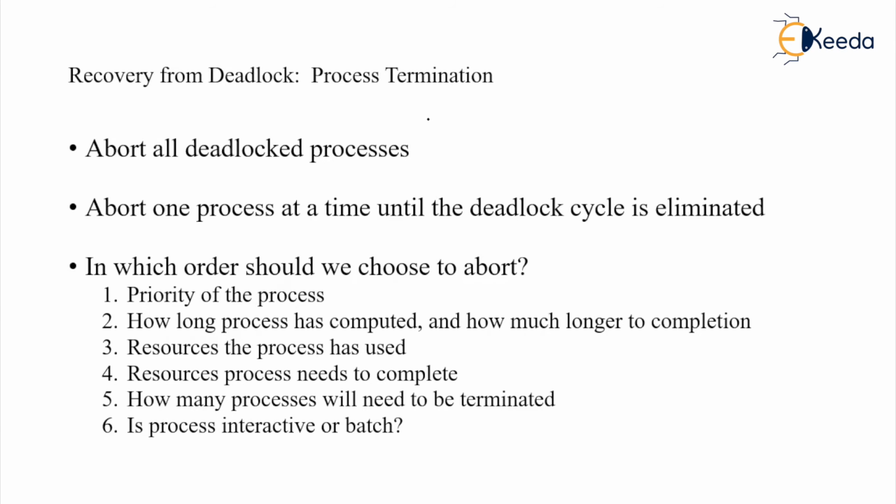Recovery from deadlock is about process termination: abort all the deadlocked processes, or abort one process at a time until the deadlock cycle is eliminated. And that is actually a good idea, to abort one process at a time. In which order do we choose to abort? The criteria are the priority of the process, how long the process has computed and how much longer to completion, the resources the process has used, the resources the process needs to complete, how many processes will need to be terminated, and whether the process is interactive or batch. So these are some decision-making criteria.